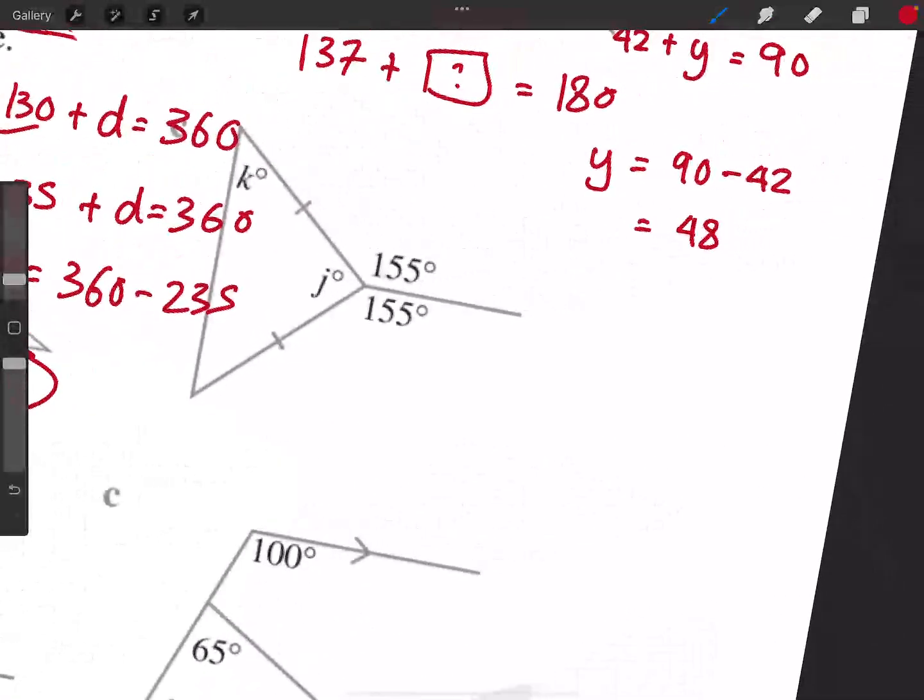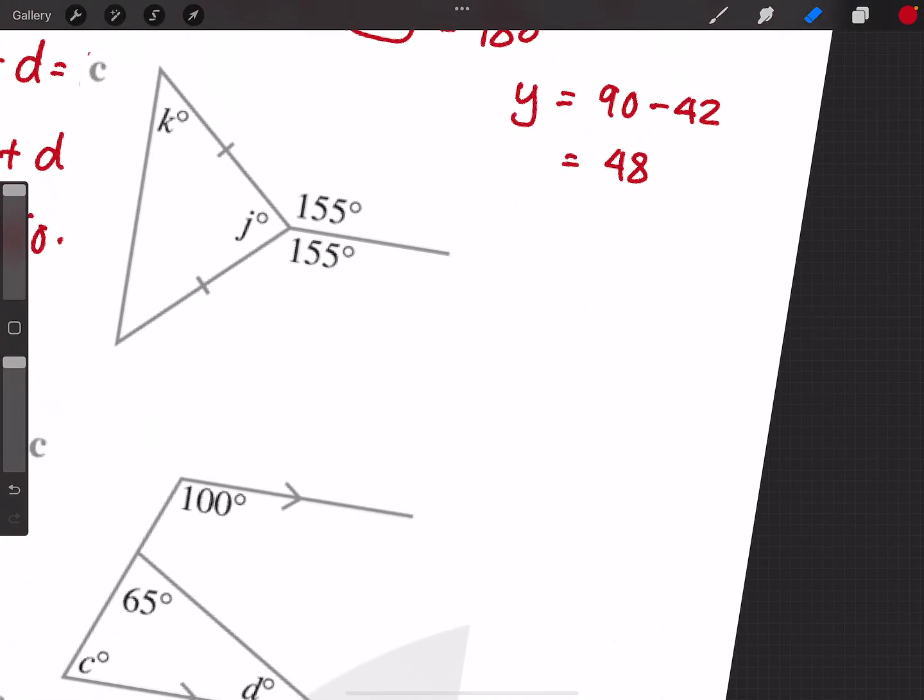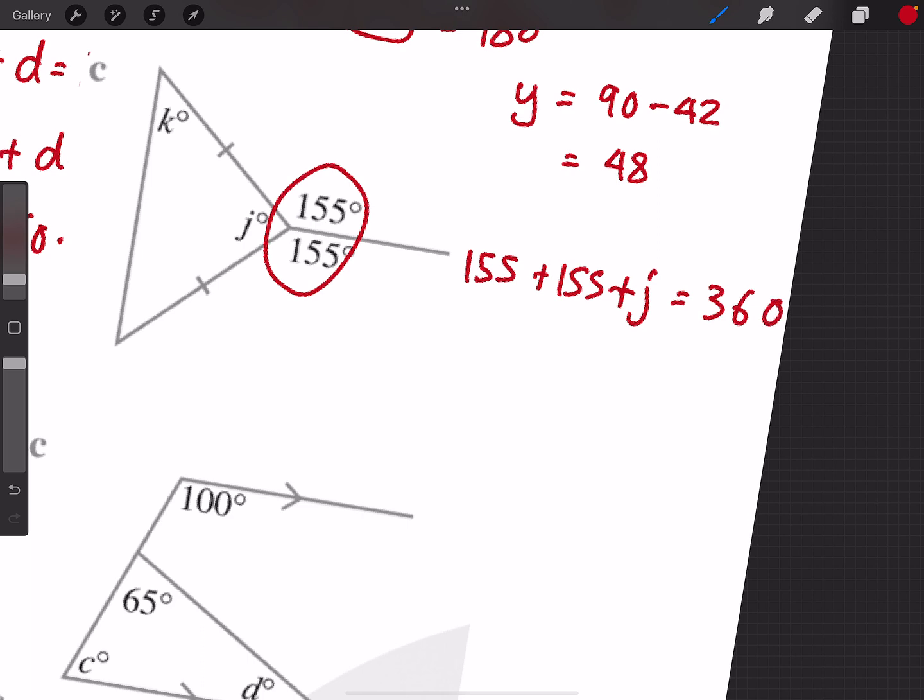Alright, next one. Okay, let me get rid of this. Too messy. Question C. I can find the angle J here because J plus 155 plus 155 makes 360. So let's add these up first. 155 plus 155 plus angle J is equal to 360. What do these two add up to? This will be 310 degrees plus one angle is equal to 360. So therefore this must be 50 degrees. J must equal 50 degrees.